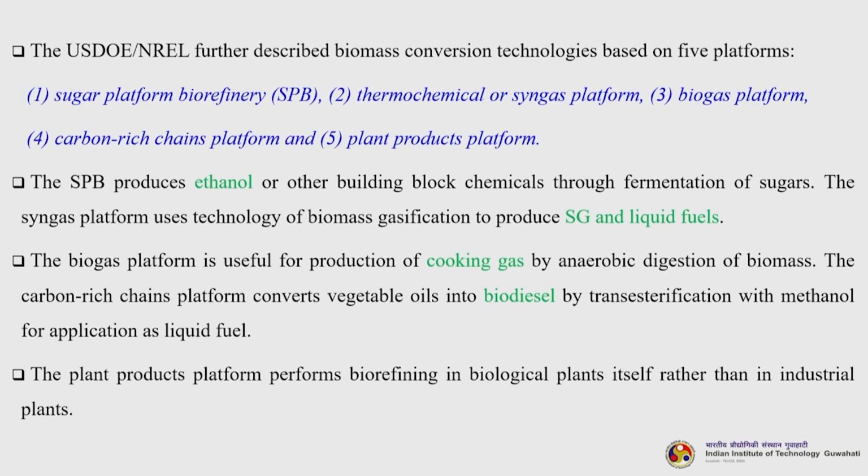So, entirely LCF based. SPB produces ethanol and other building block chemicals through fermentation of sugars. The syngas platform uses technology of biomass gasification to produce syngas and liquid fuels. The biogas platform is useful for production of cooking gas by anaerobic digestion, which is very famous in Asian countries including that of India. The carbon rich chains platform converts vegetable oils into biodiesel by transesterification with methanol for application as liquid fuel. The plant products platform performs biorefining in biological plants itself rather than in the industrial plants.